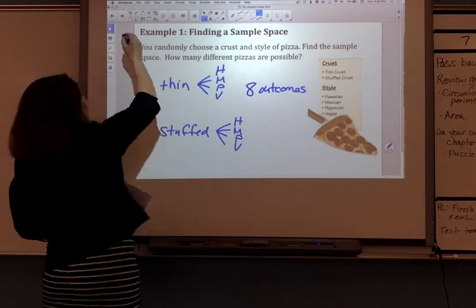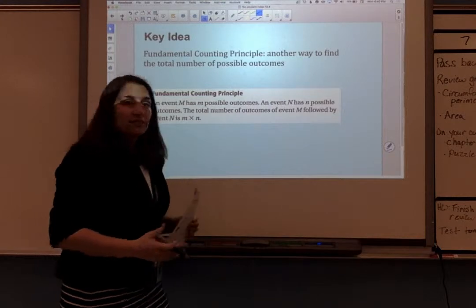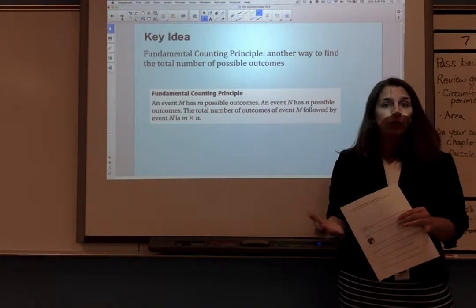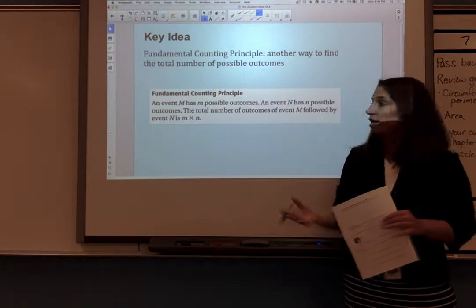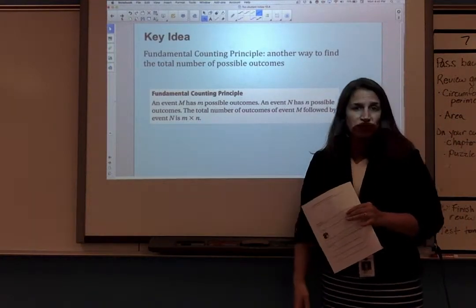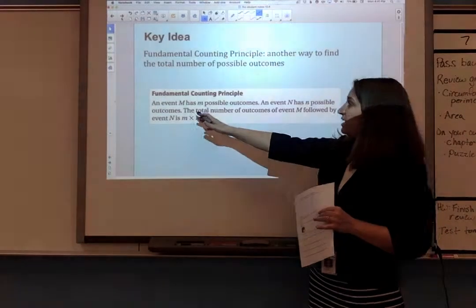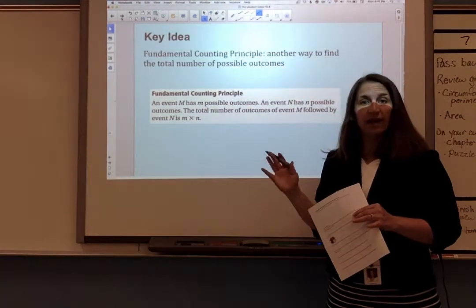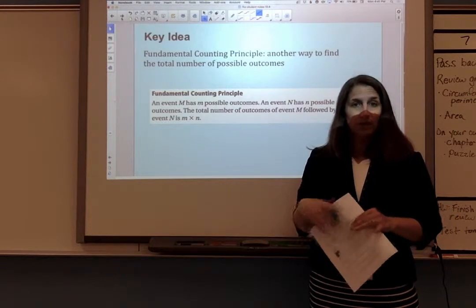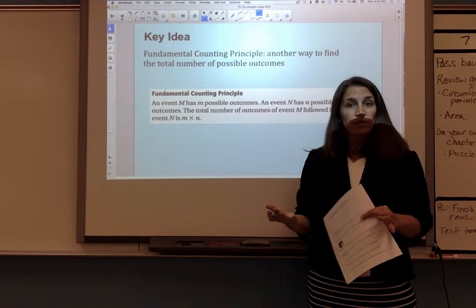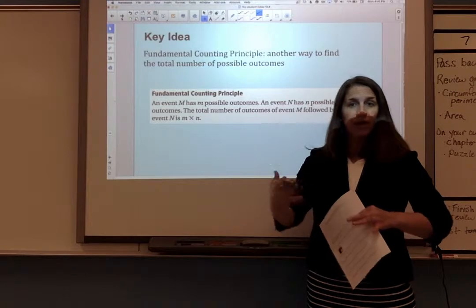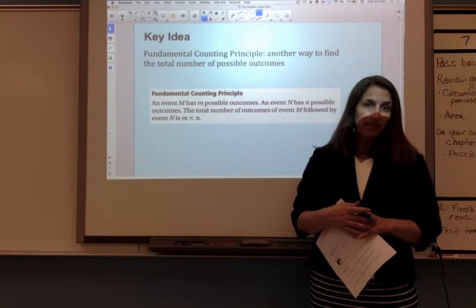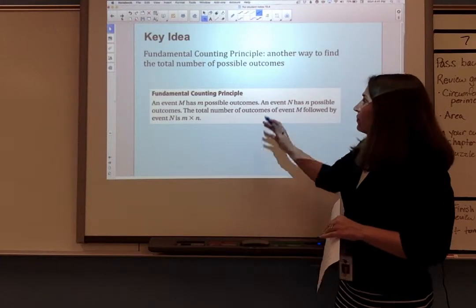All right, now, another key idea here is the fundamental counting principle. This is another way to find the total number of possible outcomes. And what the fundamental counting principle tells us is that if one event has m possible outcomes and another event has n possible outcomes, the total number of outcomes of m occurring and then n also occurring would be m times n.